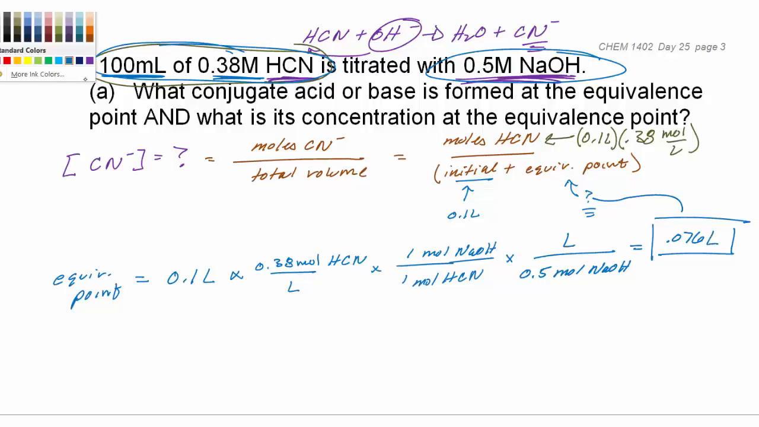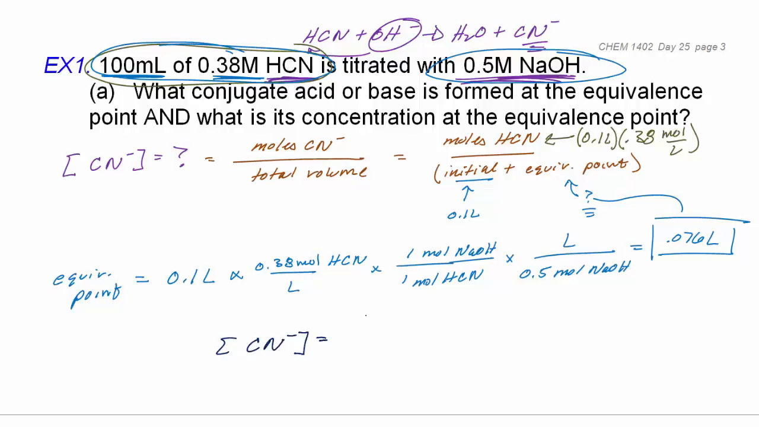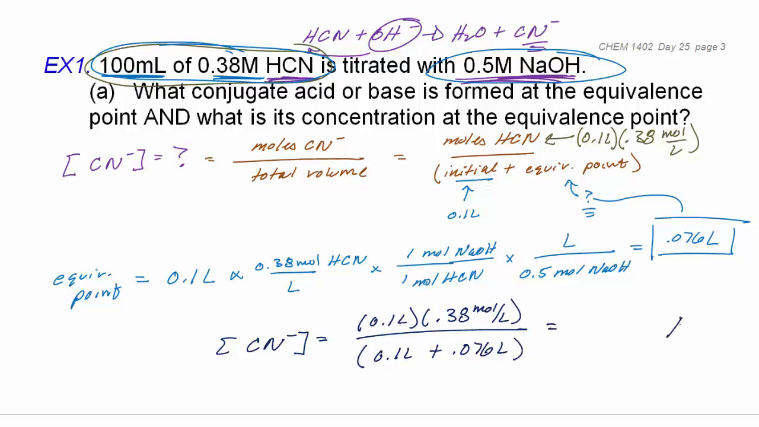So my concentration of the cyanide is going to be 0.1 liters times 0.38 moles per liter divided by 0.1 liters plus 0.076 liters. 0.1 times 0.38 divided by parentheses 0.1 plus 0.076 close parentheses equals 0.216. 0.216 molar will be the concentration of that cyanide at the equivalence point.